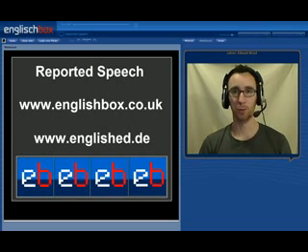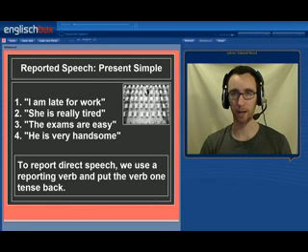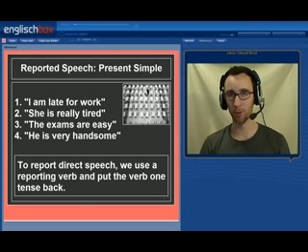Today we are going to talk about reported speech. We use reported speech when we want to tell someone what another person has said. So if we look at the first slide, we can see 4 examples of direct speech. All these examples are in the present simple and with the verb to be.